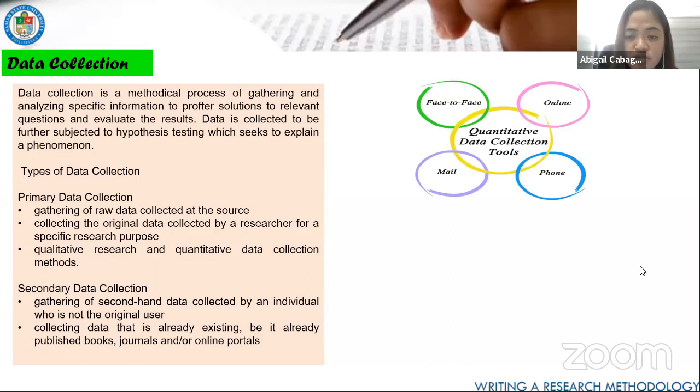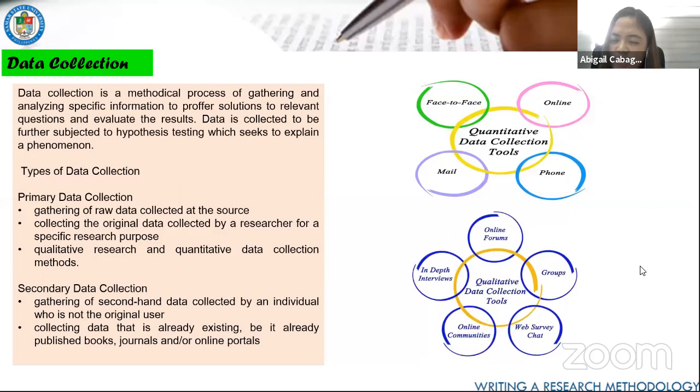In quantitative data collection, we make use of these tools. It can be face-to-face, online, mail, or phone. So we can gather data through a survey, an online survey, or we can have it face-to-face. And then in the data collection for qualitative, we can have, of course, in-depth interviews, very common. We can also have group interviews, FGD, focus group discussion. We can also do interview online forums.